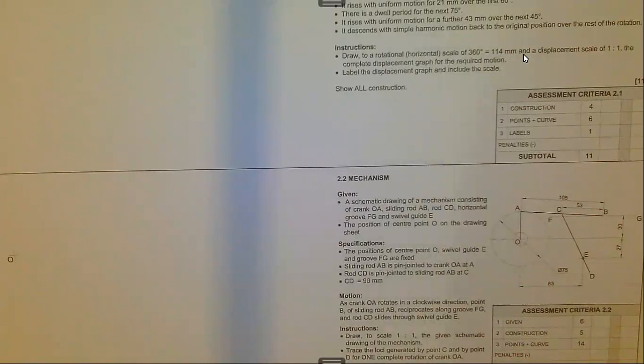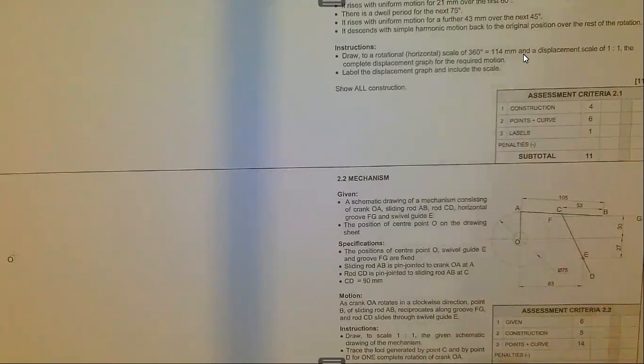Rod CD is pin jointed to AB at C. So CD is joined there, but this would be able to create its own motion with regards to the movement of OA. So as OA rotates, are we given the direction? We are not given the specific direction. All right, so we might have to create our own direction.